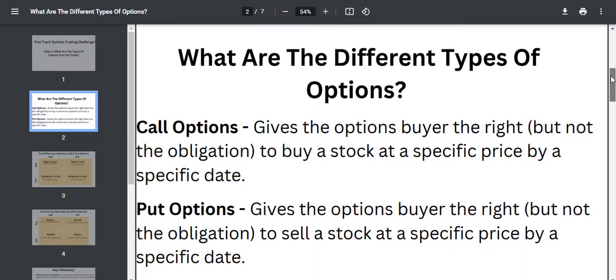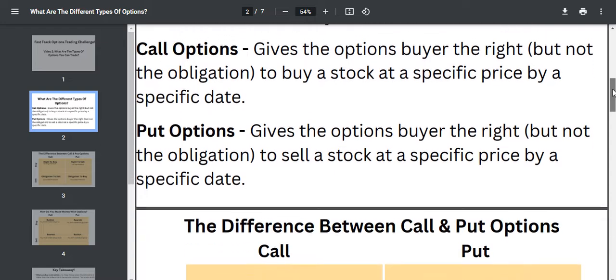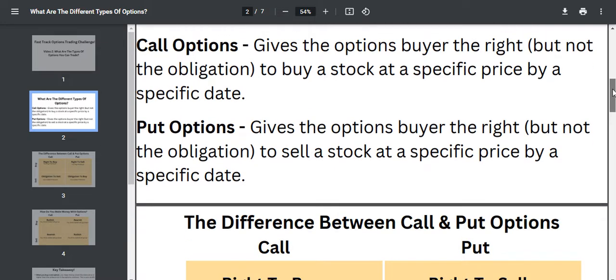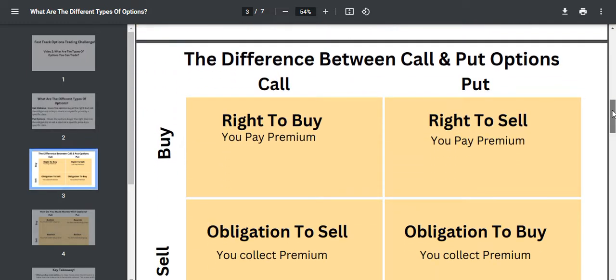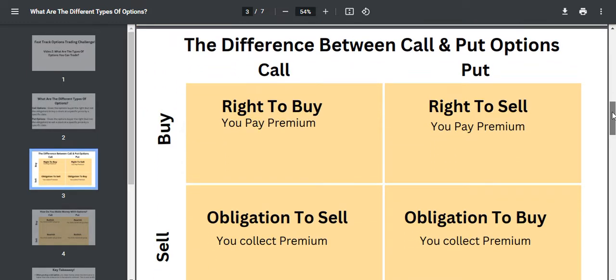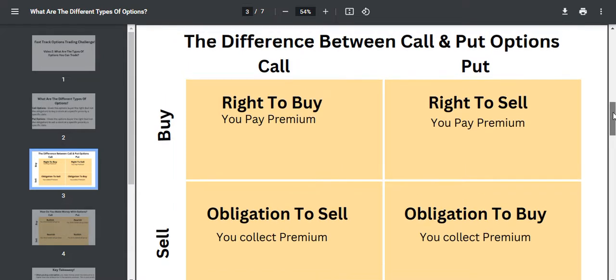So what are the different types of options you can trade? There's basically only two options contracts that you can have. You've got something called a call option, which gives the options buyer the right but not the obligation to buy a stock at a specific price by a specific date. Then you've got a put option, which gives the options buyer the right but not the obligation to sell a stock at a specific price by a specific date. And basically we can look at the difference between call and put options with this grid.